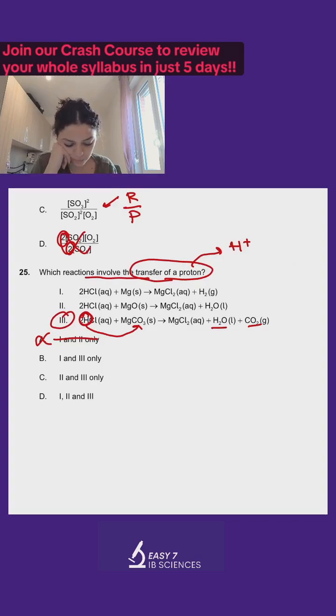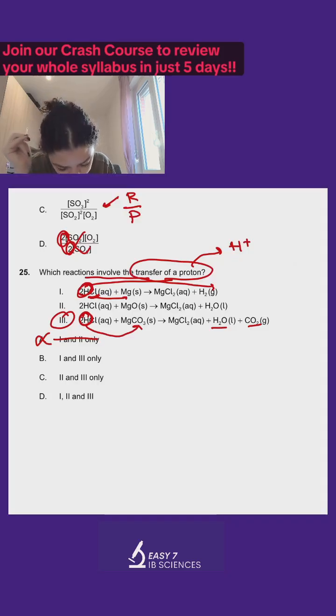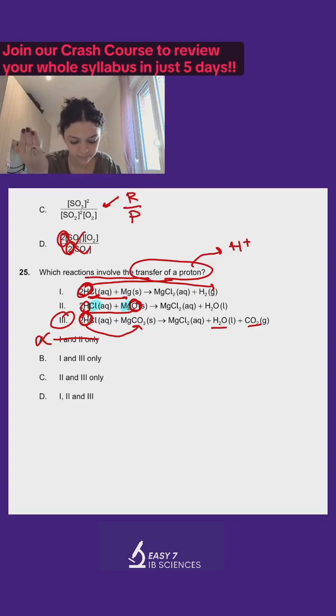Now, why is 1 not correct? Because there's no transfer of a proton. The proton is just leaving in this case, okay? So it's just leaving and going by itself. You're bonding the Cl to magnesium, and the hydrogen is just being left alone. There's no transfer. Here, there's a transfer because this is taking the O, bonding it to the hydrogen, and then the magnesium is then taking the HCl and bonding it to it. So they're transferring, they're exchanging things together, okay?